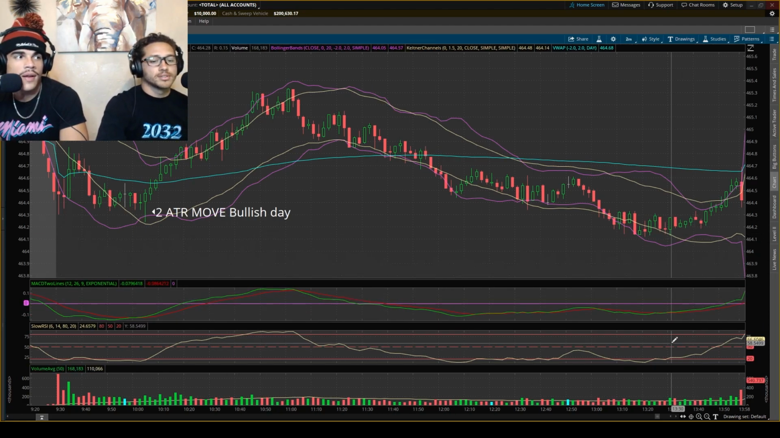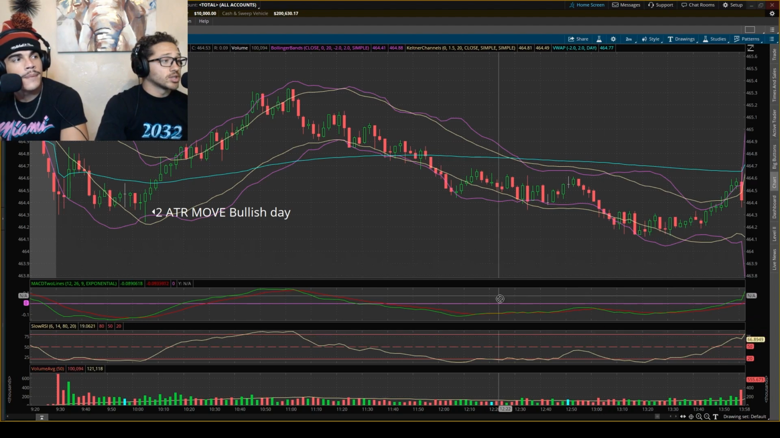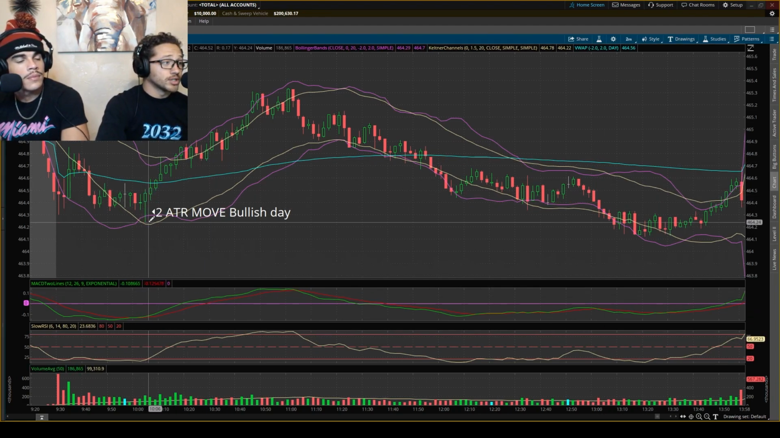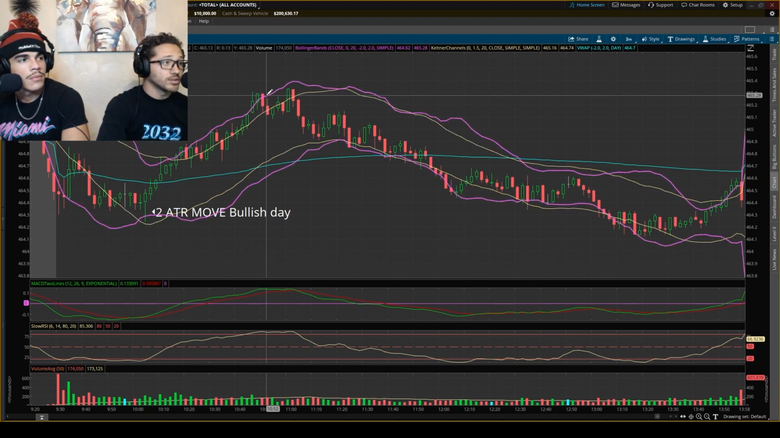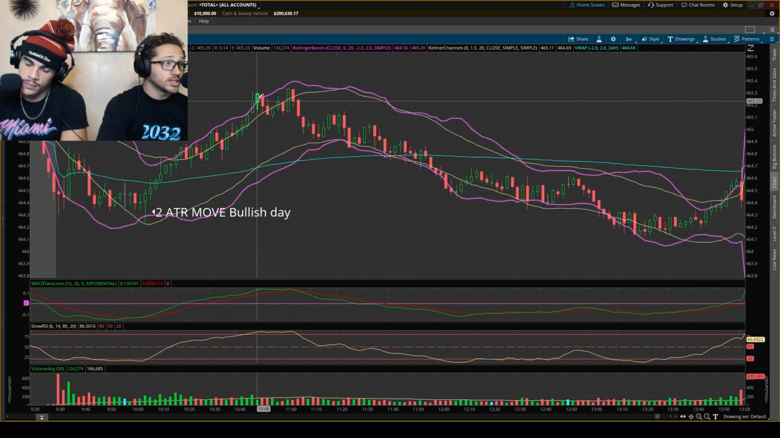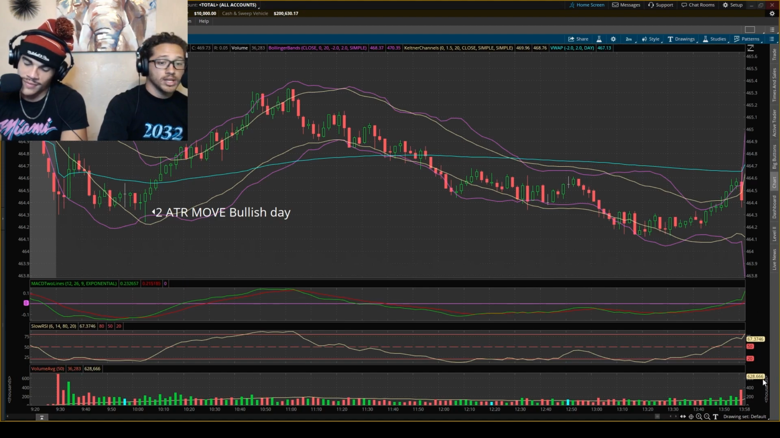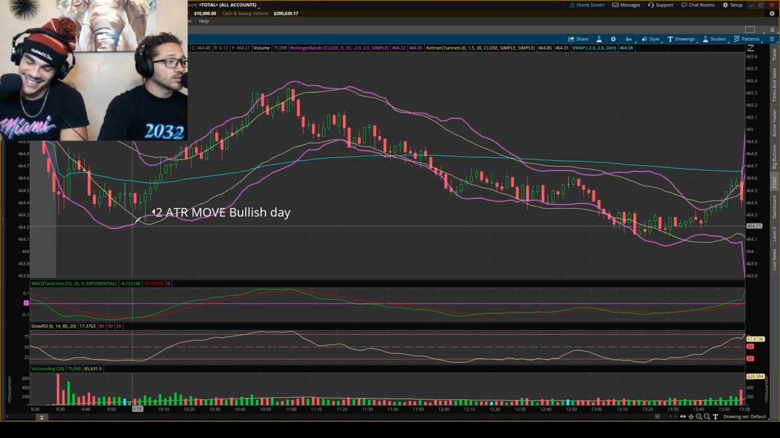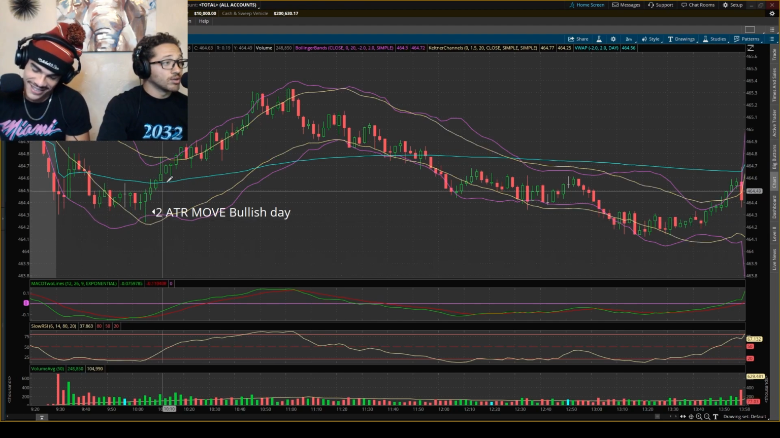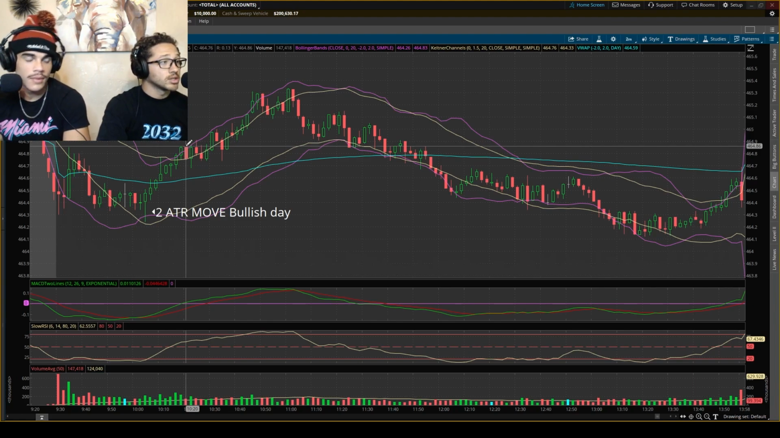Perfect. So right here, coming into the first 45 minutes of the open, from 10:04 to 10:50, we had a 2 ATR move. Well, realistically this is like a 4 ATR move because it's sticking to the Bollinger Bands. But let's stick to this move. From 10:04 to 10:20, so in basically 15 minutes, we had a 2 ATR move to the upside.